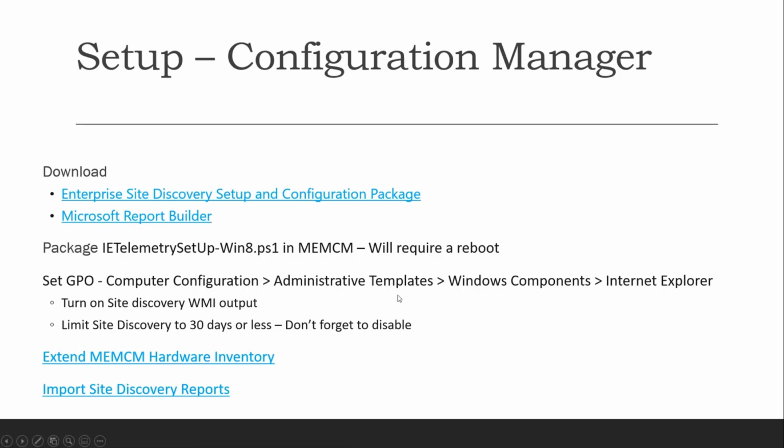Then you're also going to need to set a GPO, turn on the WMI output, and then also just another reminder, don't leave this on. You will be sad if you do. And then also you'll need to extend your ConfigMan hardware inventory so that you're picking up these new WMI pieces that you're putting in here. And then you also need to import the sample reports they give you with this package, and that gives you a chance to look at that.